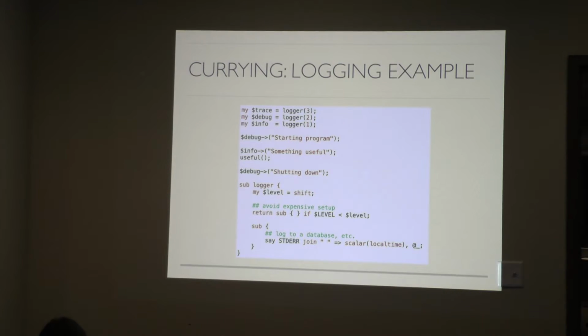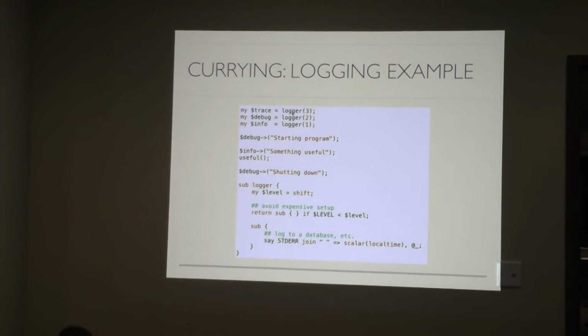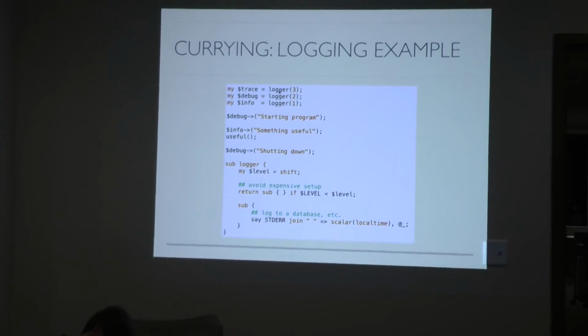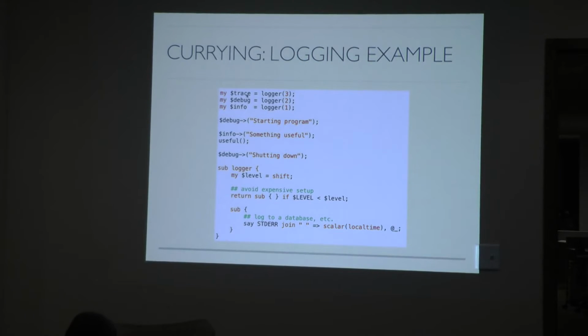Currying is the idea that, you remember in our very first, when we were talking about math, we had a function that returned another function. That's what currying is. Currying is a function maker. So what we do here is we're going to call a function called logger, and it's going to take the level, and what logger is going to return is a subroutine. So $trace is now a subroutine that makes trace messages, and debug is a subroutine that gives us debug messages.